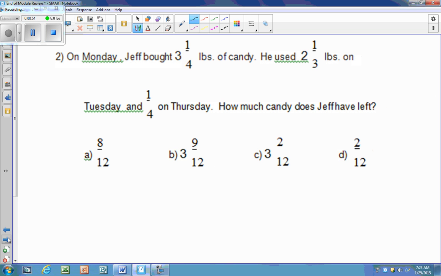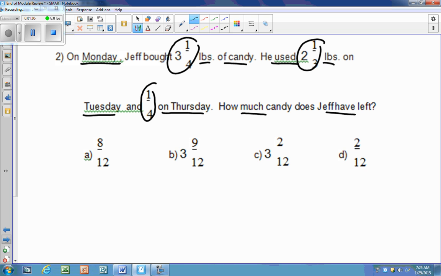Next, on Monday, Jeff bought 3 1/4 pounds of candy. He used, which means we're taking that away, he used 2 1/3 pounds on Tuesday and 1/4 on Thursday. How much candy does Jeff have left? So the first thing that I need to do is I'm going to take my 3 1/4. I'm going to take away this 4th over here because that's easy to do. I don't have to change anything, and I can say that I'm left with 3.